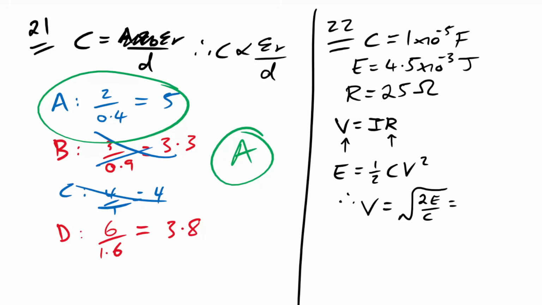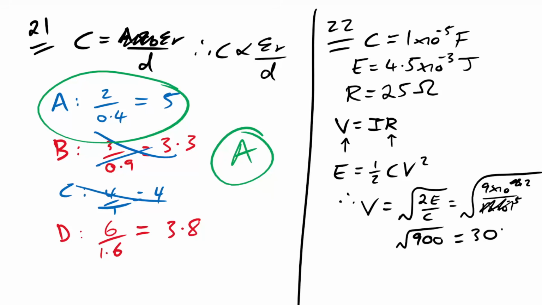So that's going to be 2 lots of, well, let's just say 9 times 10 to the minus 3, quick maths, divided by the capacitance, 1 times 10 to the minus 5. And so actually I can just say that that ends up being 9 times 10 to the 2. So in other words, the square root, we don't even need a calculator for this one, square root of 900. So that ends up being 30 volts.